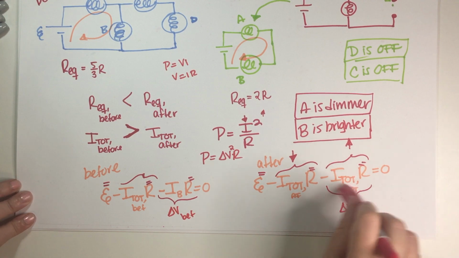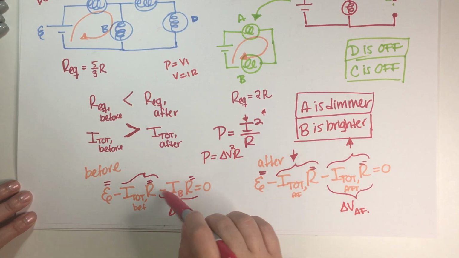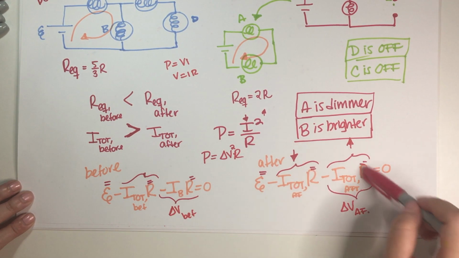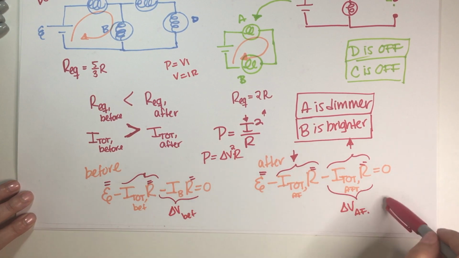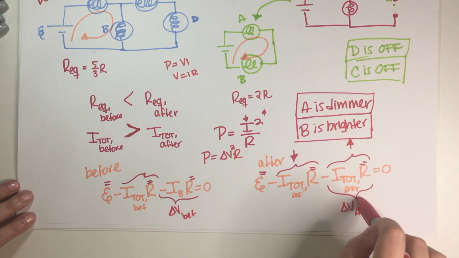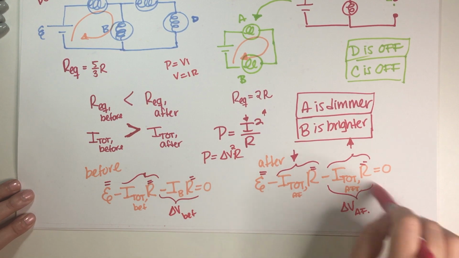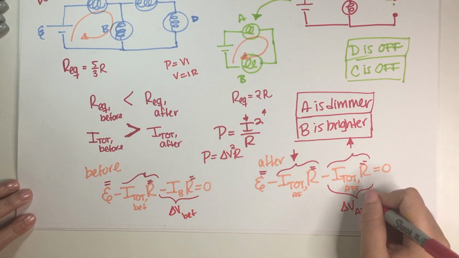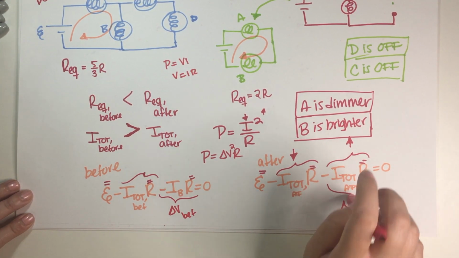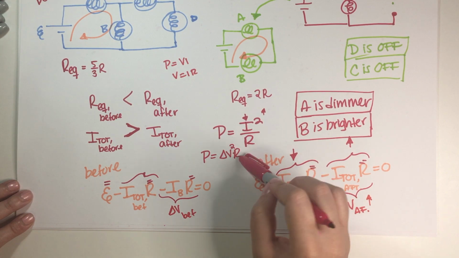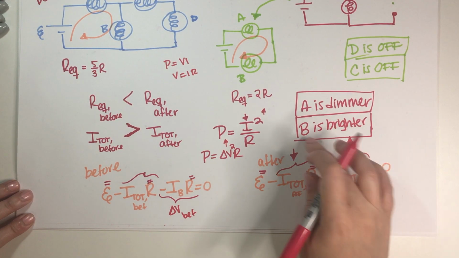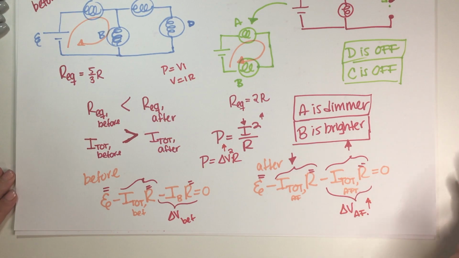So if you're thinking that maybe it's a little weird comparing a current through B with the total current after, just compare delta V. So this entire term had to go up. And because P is also delta V squared times R, if this term goes up, then this has to be brighter. So that's another way to look at it.